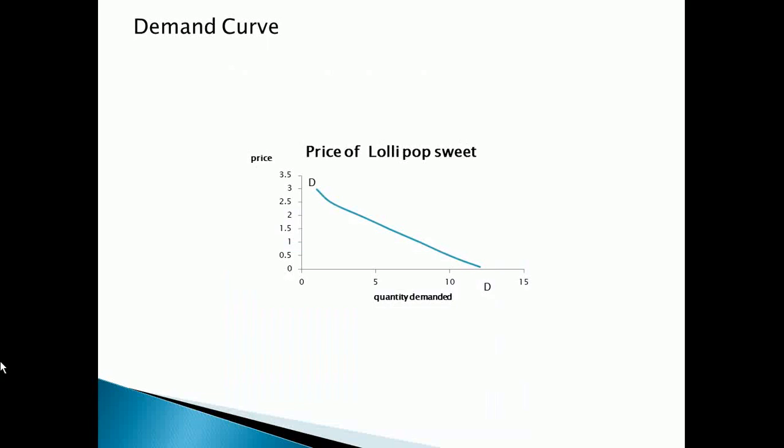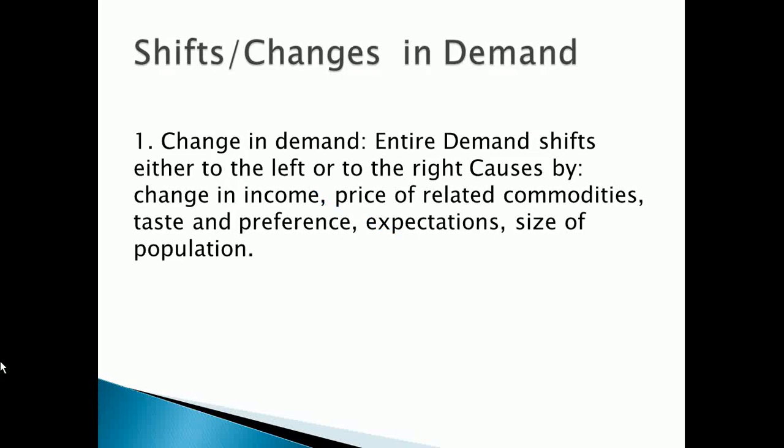There are two types of changes or shifts we have in demand. One is change in demand. Change in demand is the entire movement of the demand curve, either to the left, which is a decrease or an inward shift, or to the right, which is an increase or an outward shift. Now, there are various factors that can change demand entirely from its original position. One can be change in income.